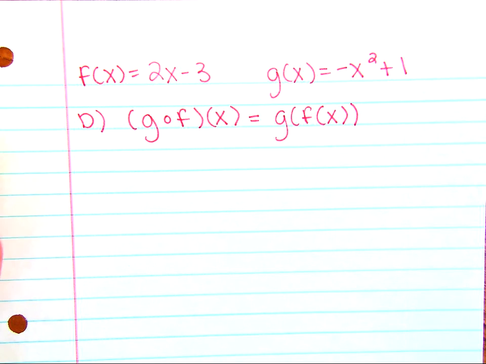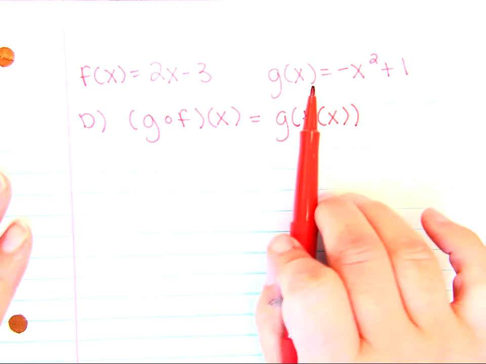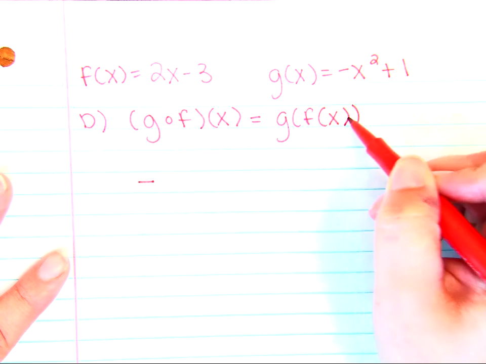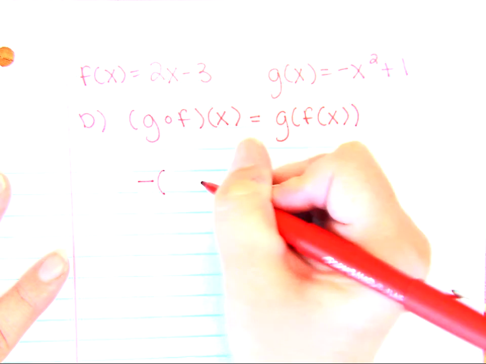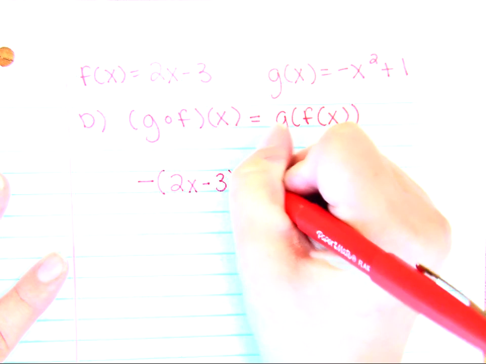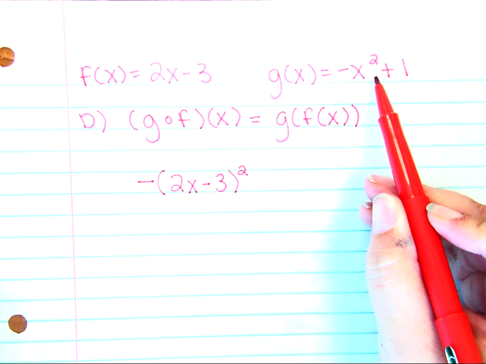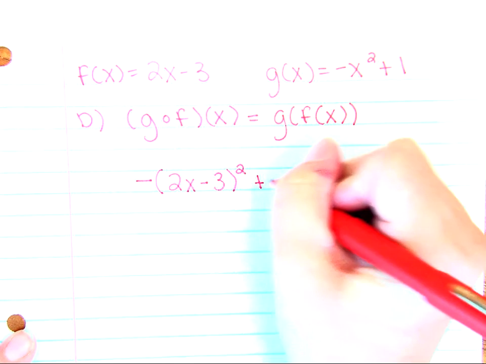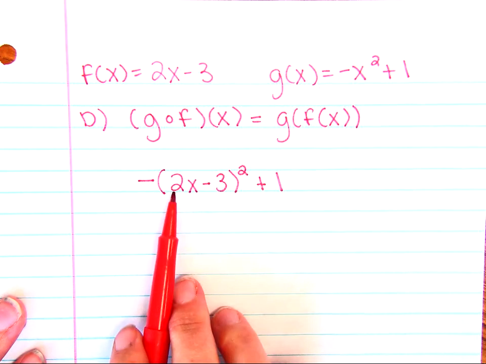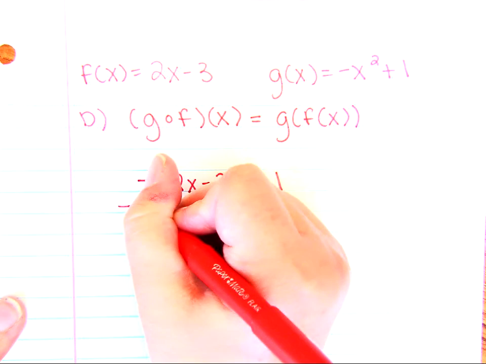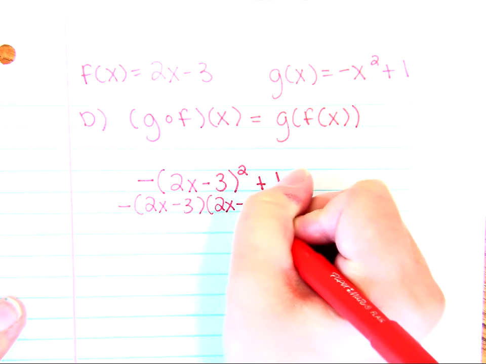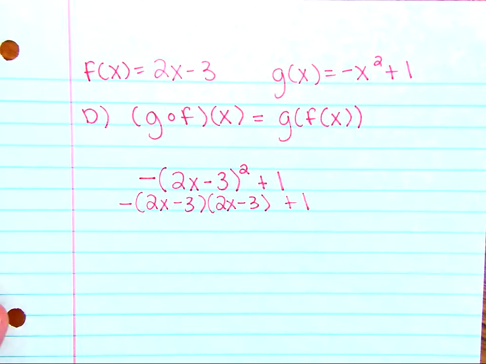So it looks like this, starting with g, so I have negative. Instead of x squared, it says to do f of x. So I'm going to replace that x with 2x minus 3 squared, because there's a squared in my g of x, then plus 1. Now it's just a matter of you simplifying. So I'm going to have to FOIL this out. And all I'm going to do from here down is simplify.